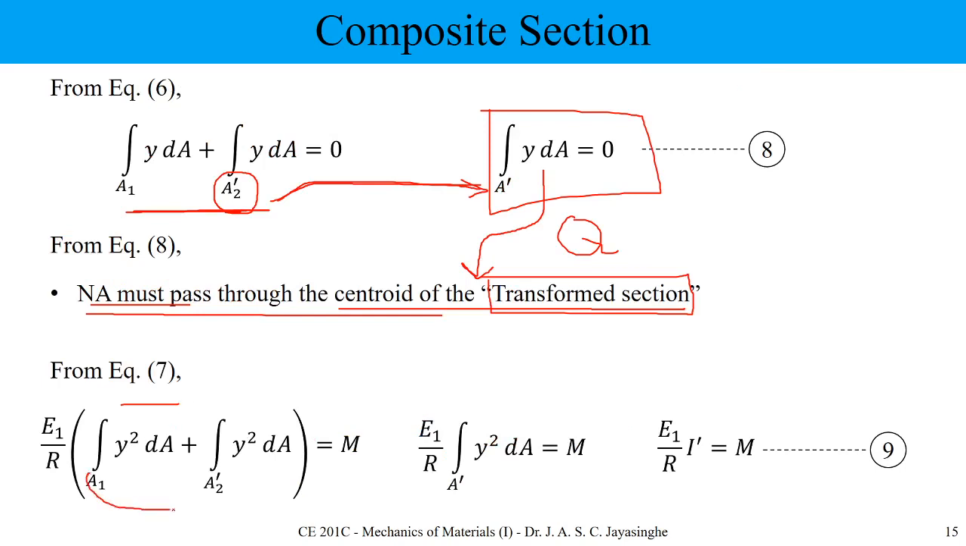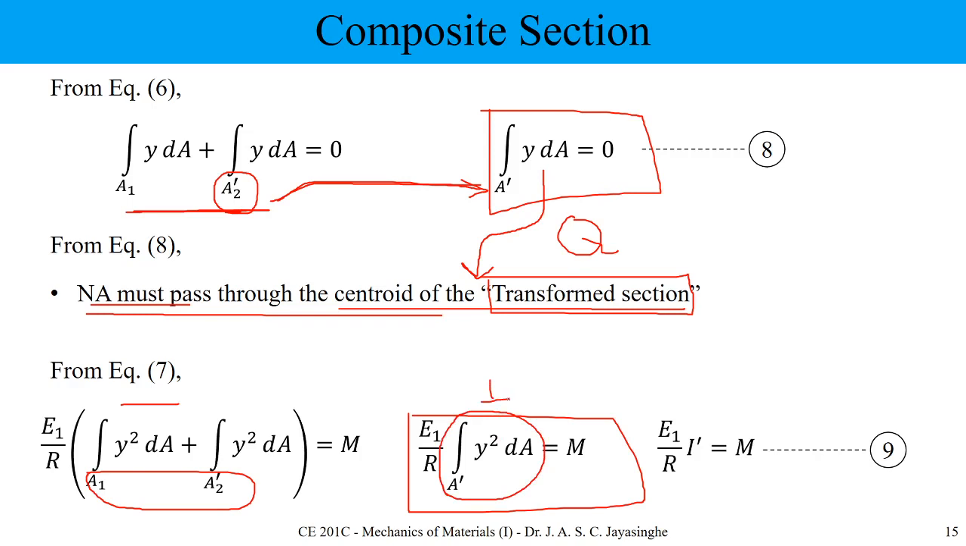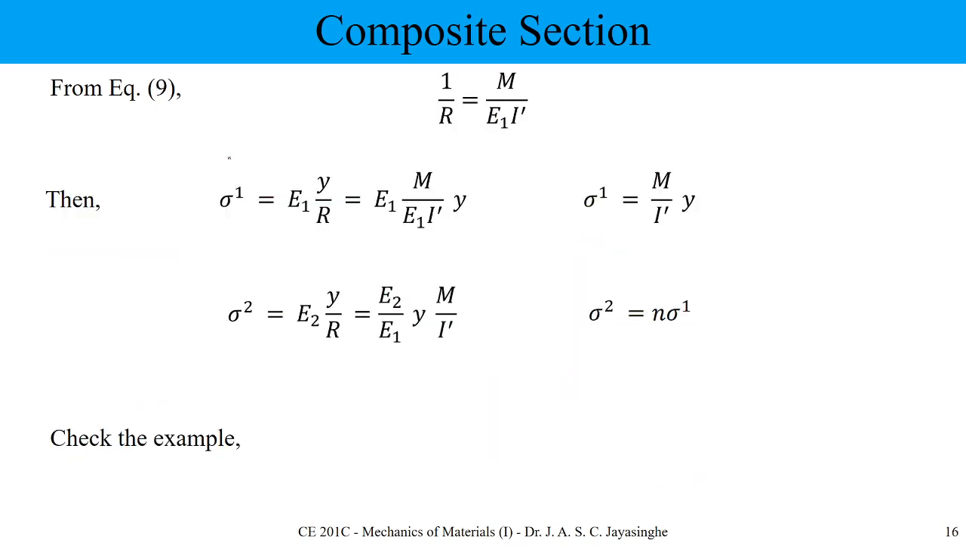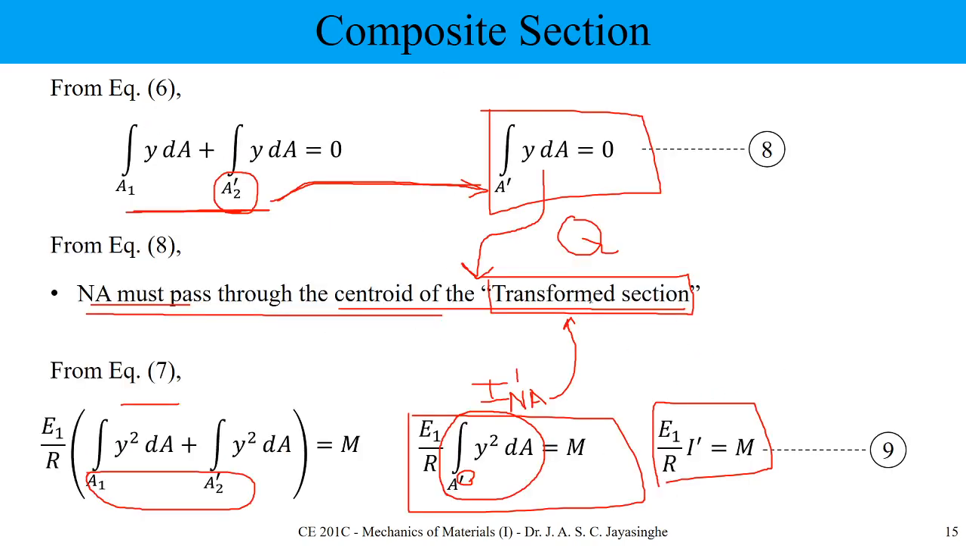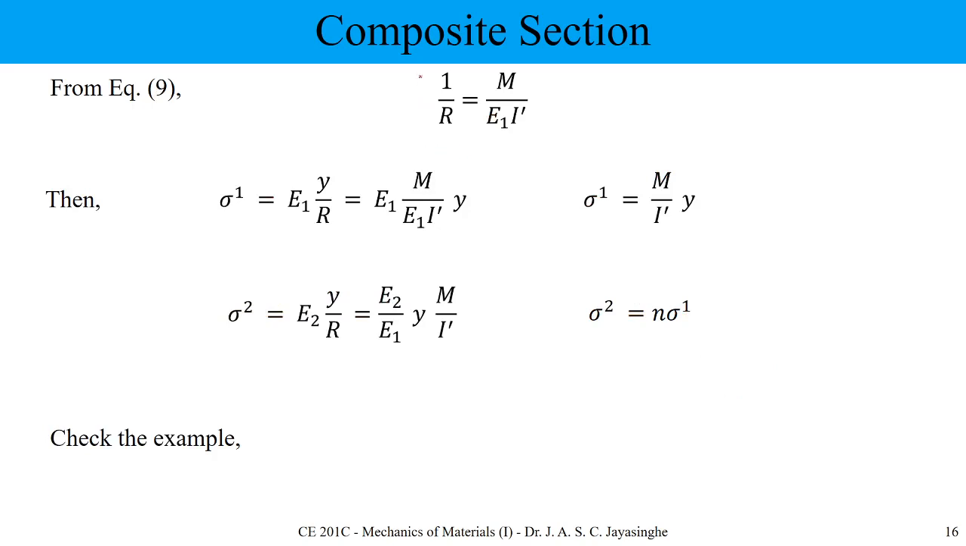Okay, we are converting the whole section to one material type, material 1, and you will end up with this equation. This I dash is the second moment of area for the transformed section through the neutral axis. That neutral axis also you need to find from the transformed section. So simply you will end up with this equation. And now equation 9. From equation 9 you will end up with this one.